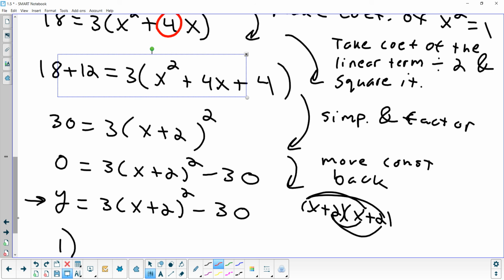The only thing that could be different is this could be a minus. This always has to be a plus, because when you divide by 2 and square something, you're always going to get a positive number.